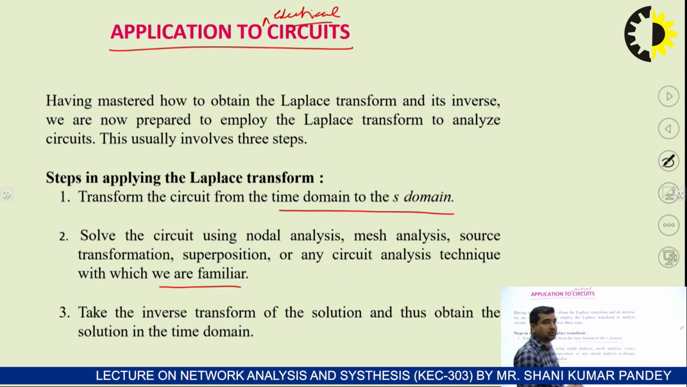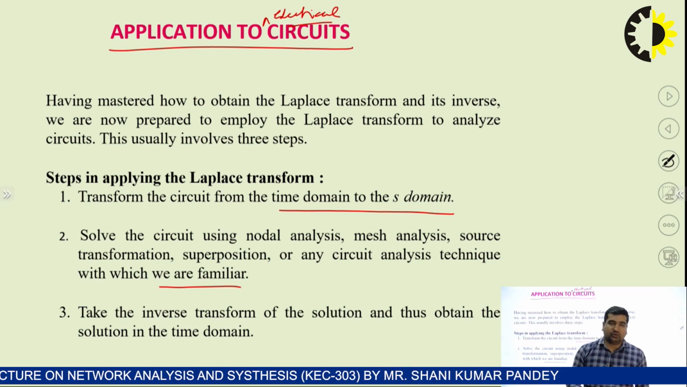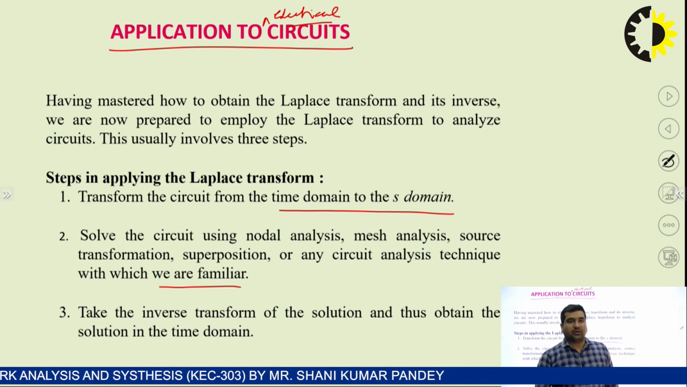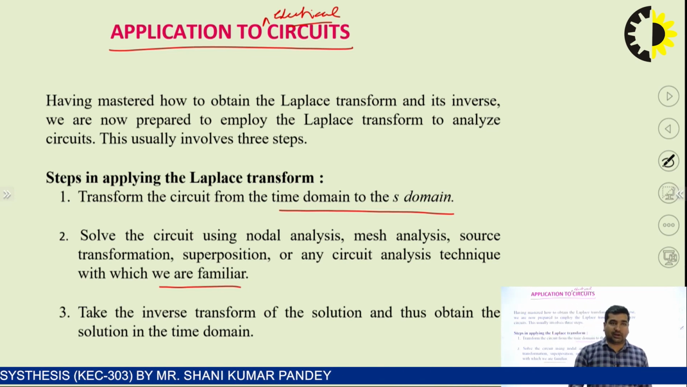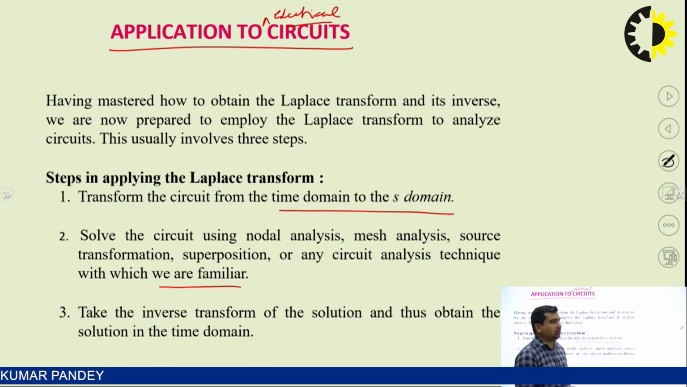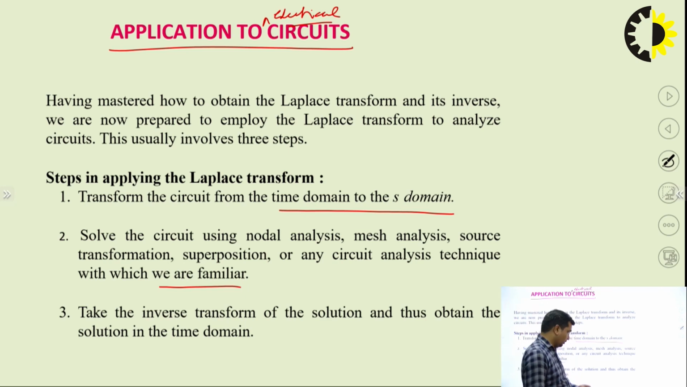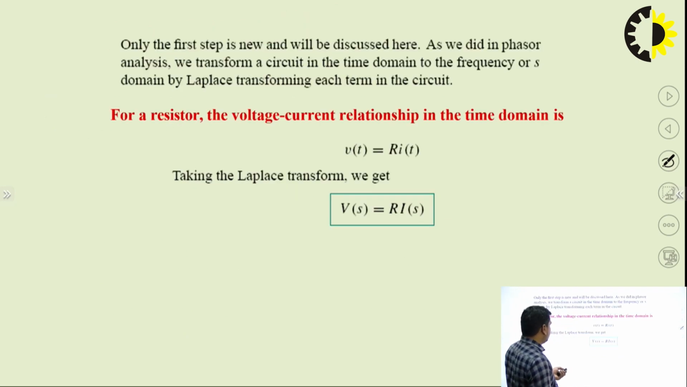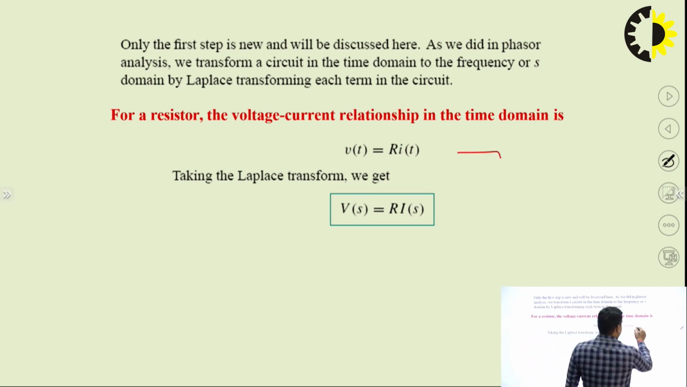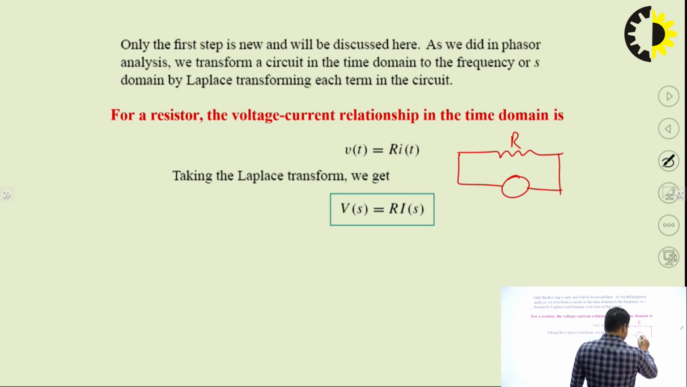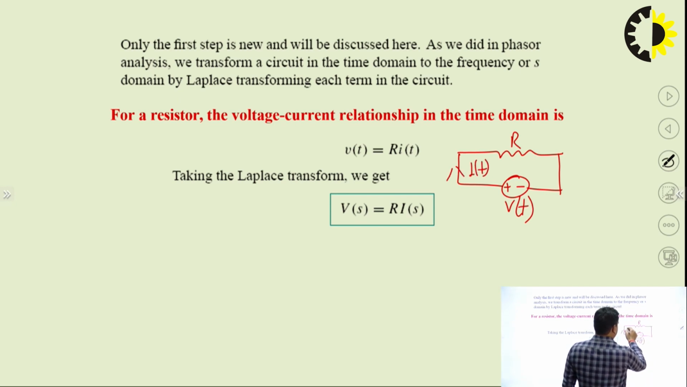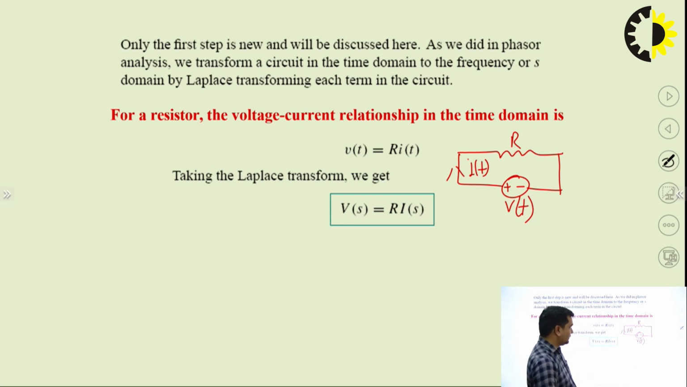So first we convert the circuit that is in time domain into the S domain, then we find out the current or voltage in S domain, then we take the inverse transformation to find out the value of current and voltage in the time domain. Okay, so first we discuss the resistance. We have a resistance, and here it is voltage, that is v(t). We don't know if it is DC or AC, and here it is current i(t).